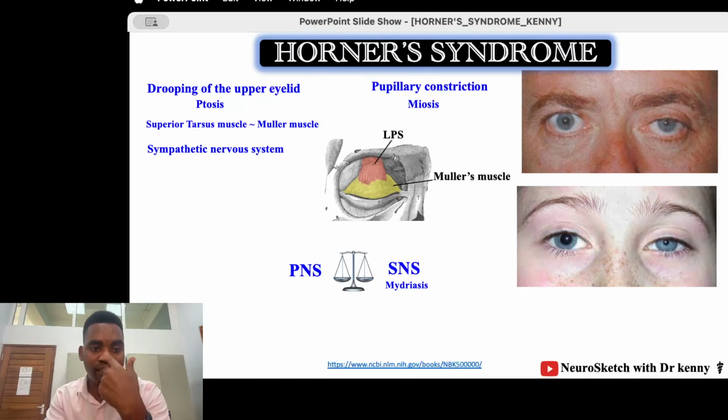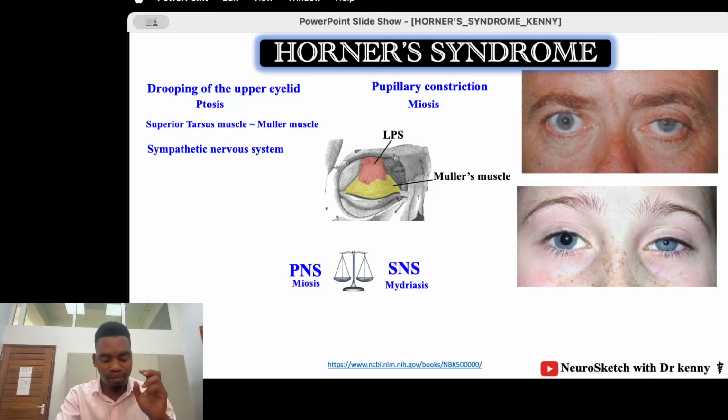And what about the parasympathetic? It is miosis, rest and digest, so you don't need too much light, so you actually need to constrict your pupil. As I told you, your pupils are the way they are because of the balance between the sympathetic and the parasympathetic nervous system. These two systems have to be at equilibrium. So what if I remove the sympathetic nervous system? What if I eliminate the action of the sympathetic nervous system? It means I am eliminating the mydriasis.